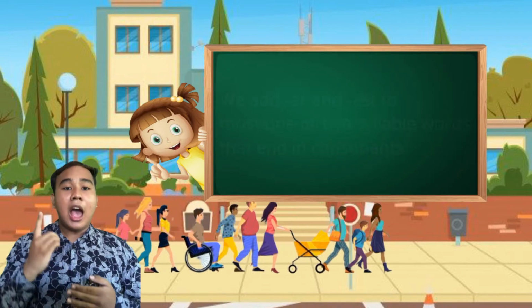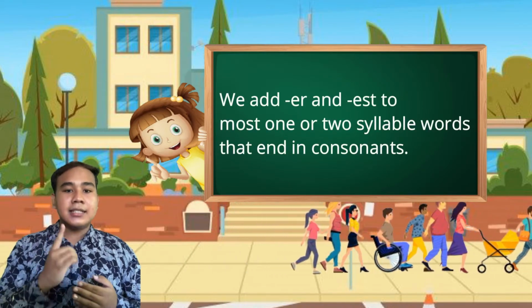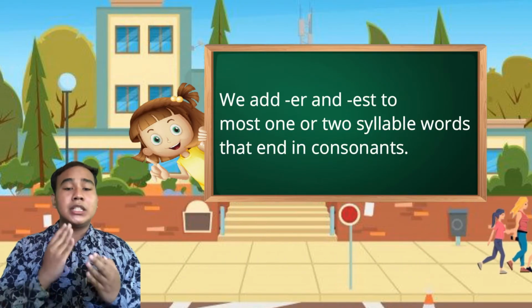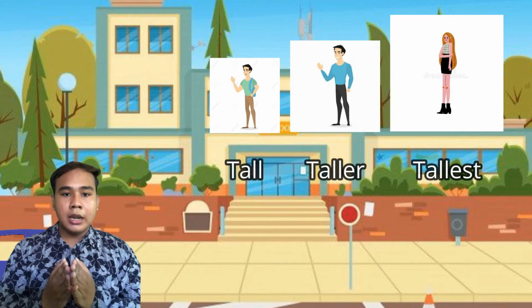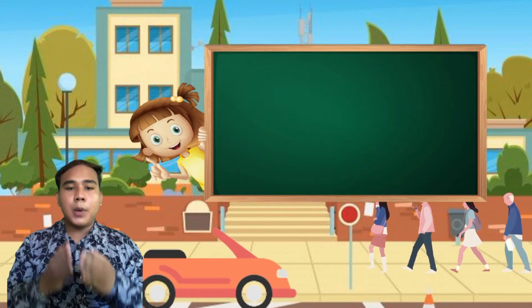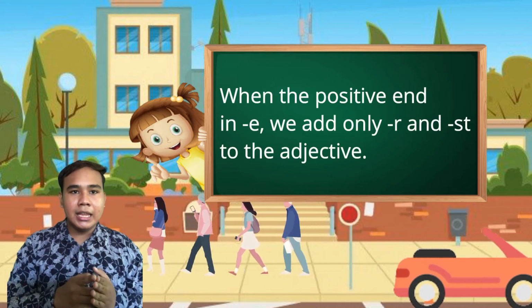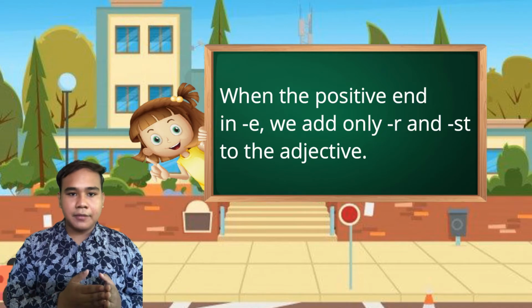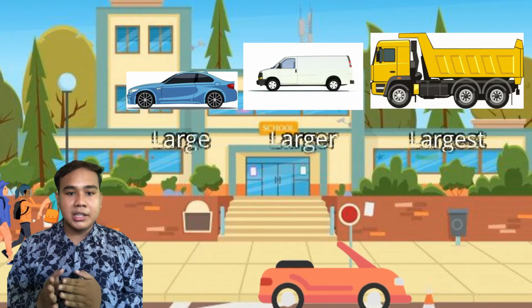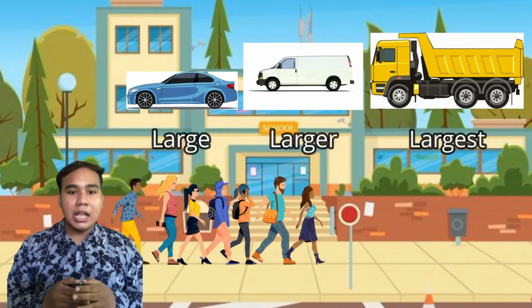In order to form comparative and superlative degree of adjective, remember the following rules. We add ER and EST to most one or two syllable words that end in consonant. For example, tall, taller, tallest. When the positive ends in E, we only add R or ST to the adjective. For example, large, larger, largest.